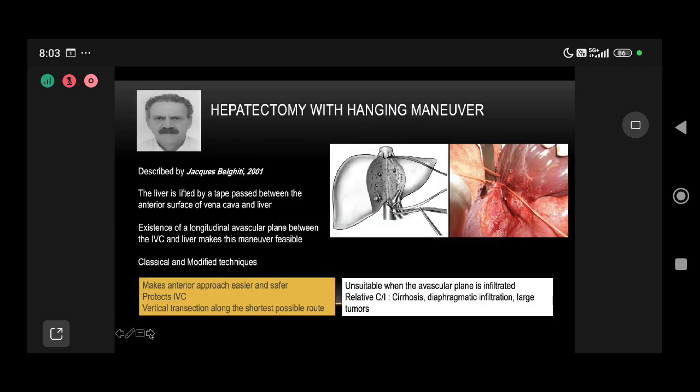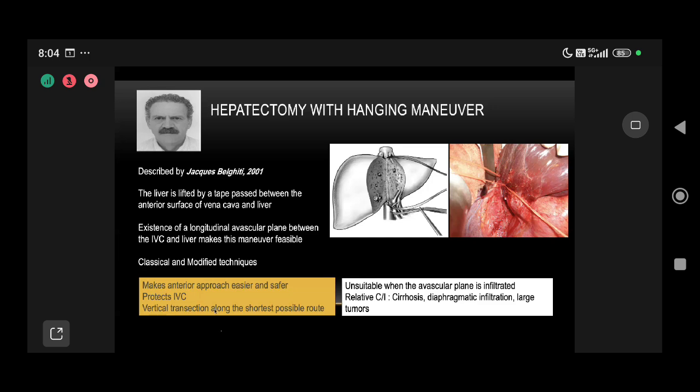The hanging maneuver, I briefly alluded to before, is mainly based on the principle that there is an avascular plane between 3 and 9 o'clock, which makes this maneuver possible. This was described by Professor Jacques Belghiti from France. And the classical hanging maneuver was actually only a blind instrument or a tape which was passed. But I would be a little skeptical if I had the previous patient scan in front of me with a large tumor and doubtful planes with the diaphragm and cava.